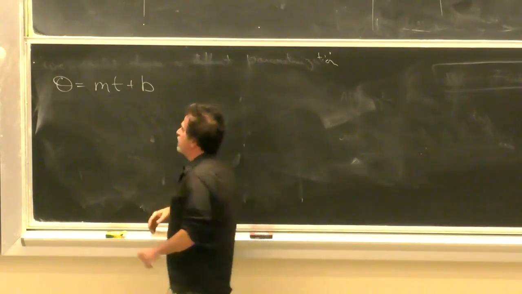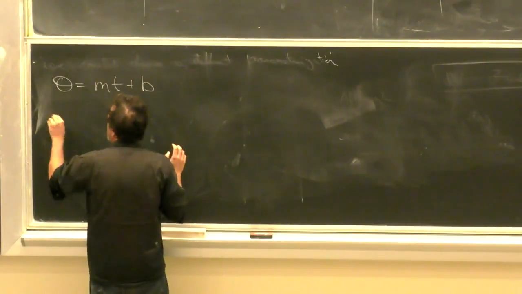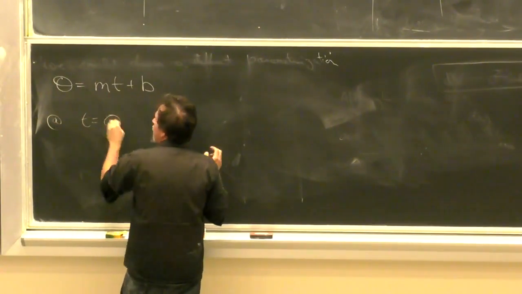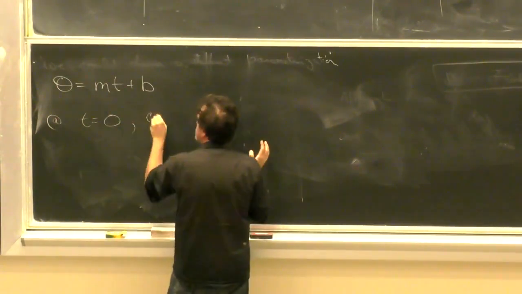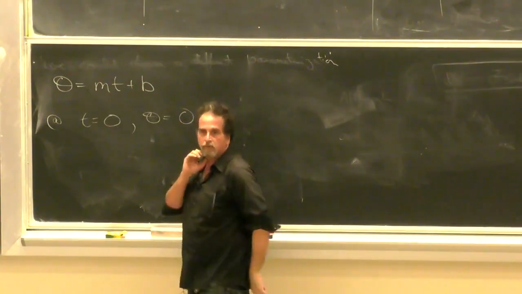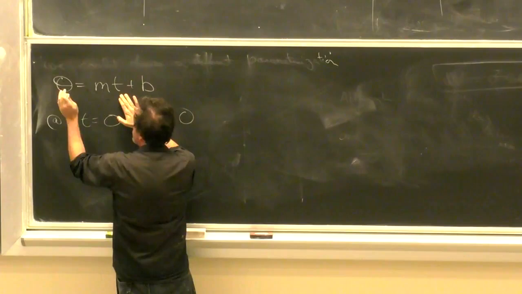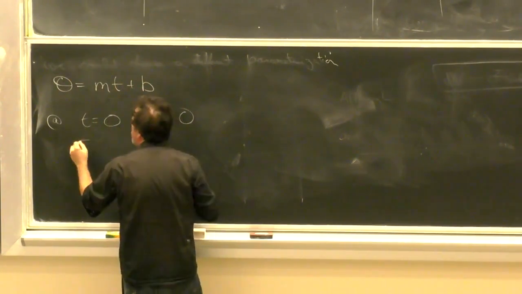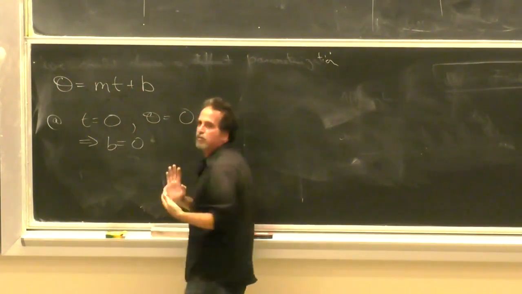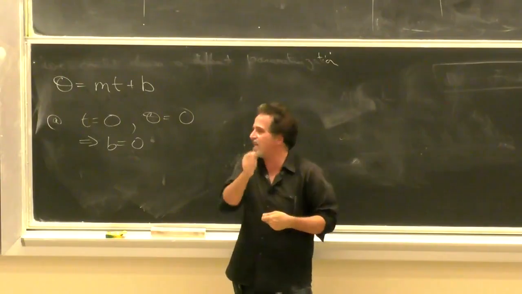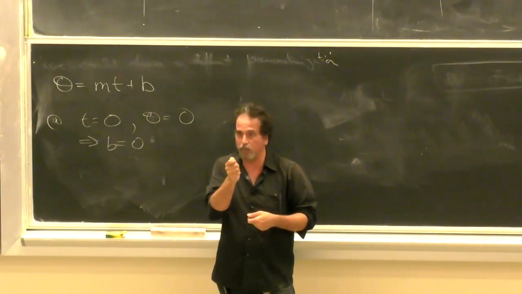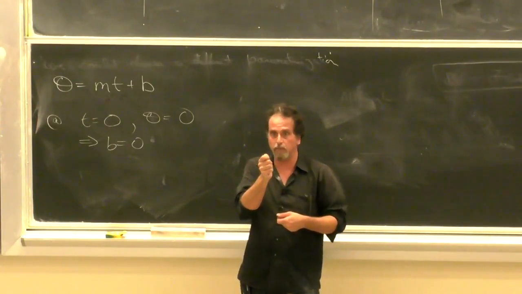Now, we recognize two things. We have two points. At t equals 0, theta is equal to 0. If you substitute that in here, 0 equals 0 plus b, that implies that b equals 0, which is great. That's why I chose theta measured from the top.